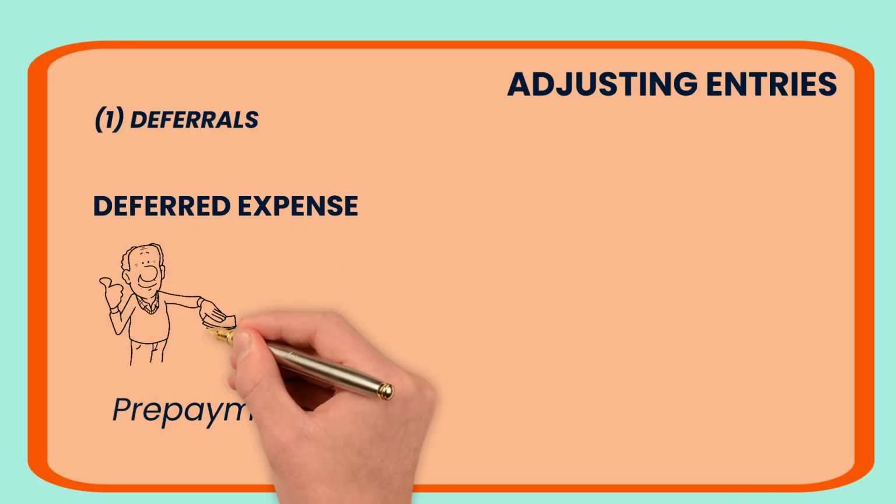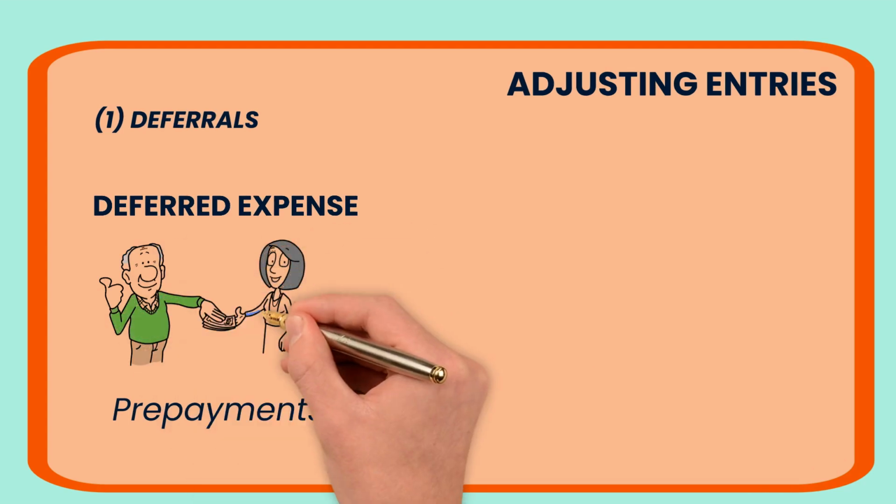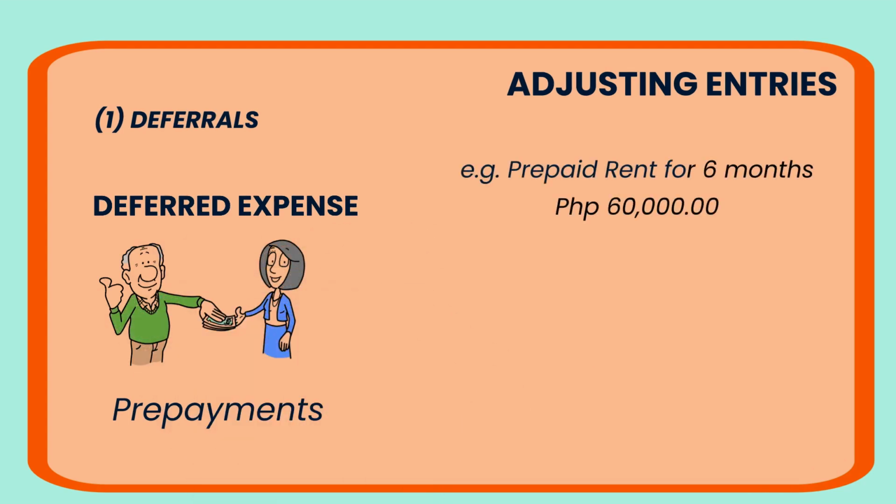Let's say nagbayad ka ng rent in advance for 6 months. Hindi mo siya i-expense agad. Kagaya ng sinabi natin sa day 2 ng ating video series, kung may pakinabang pa sa future, ito ay hindi expense kundi isang asset. Papaano mo ito i-journal?